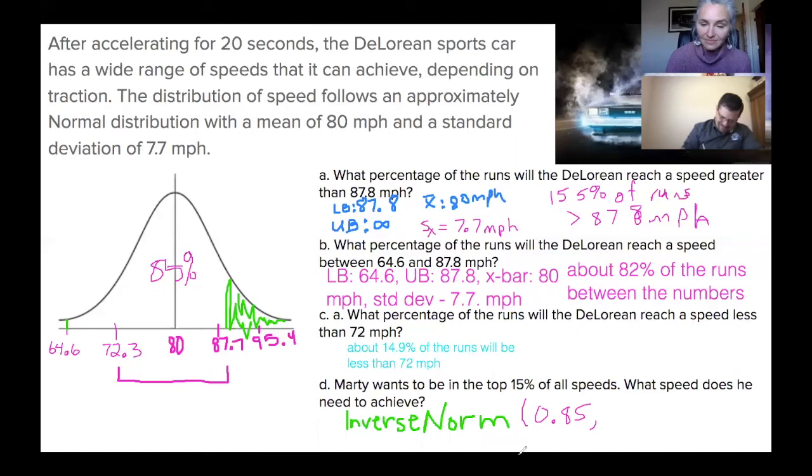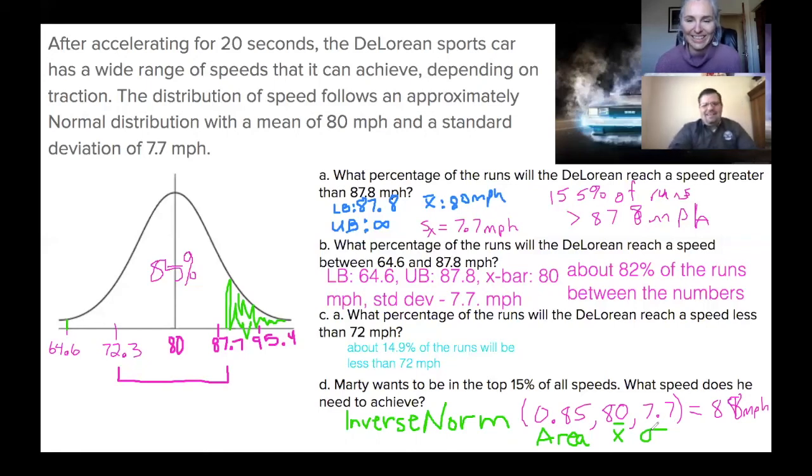Okay. So I'm doing inverse normal, and we're using that 0.85 as the area. The reader really likes you to draw a picture, so I always recommend you do that. And my mean and my standard deviation, and that's going to give me 88 miles per hour.